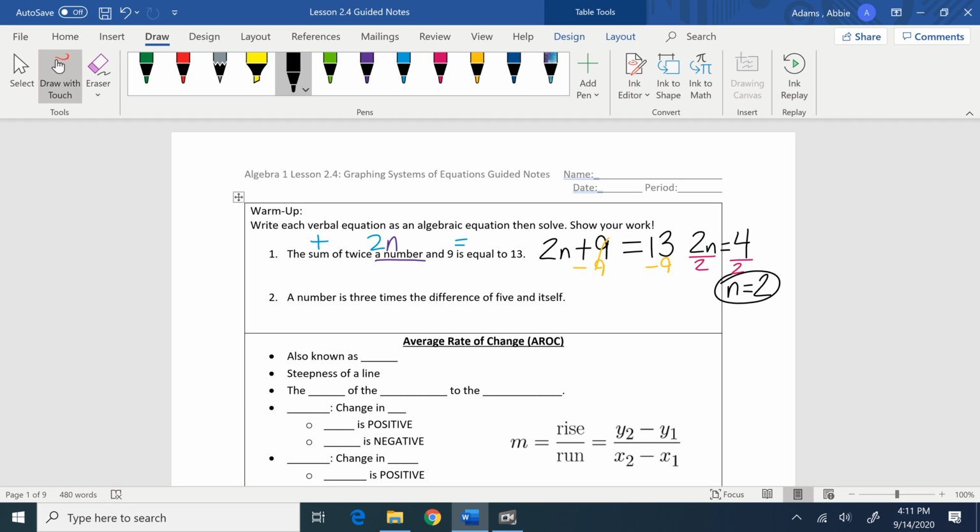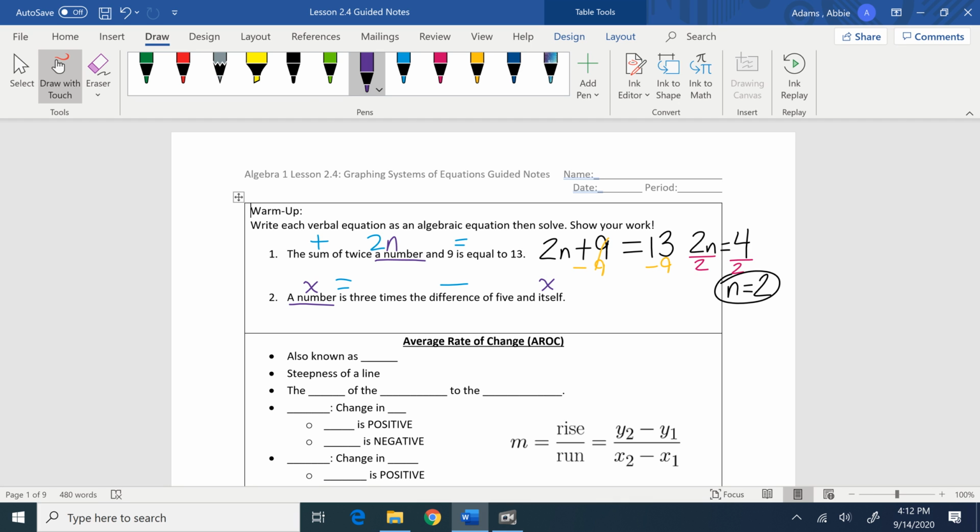Let's look at the second warm-up problem. It says a number is 3 times the difference of 5 and itself. So once again we have to define our variable. Let's use x here. We know that is the operation equal to, 3 times, so I'm going to multiply something by 3. The difference, hey, that's subtraction, of 5 and itself. Well, if I see itself, I know I'm going to be reusing my variable x here.